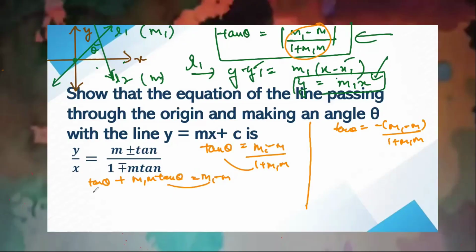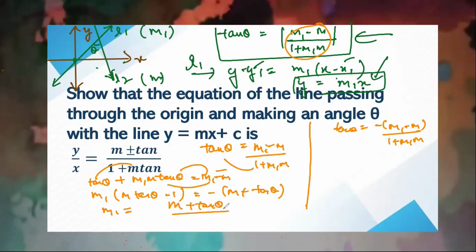After solving it, it is tan theta plus m1 m tan theta is equal to m1 minus m. So I'm taking these two terms to that side, and m1 I'm taking common. It's m1 times (tan theta minus 1) is equal to minus m of tan theta minus m, because this is negative when I take it across. So the value of m1 I'm getting as m plus tan theta over 1 minus m tan theta. So the first value of m1 I got.